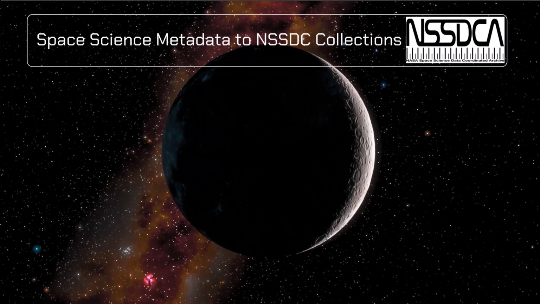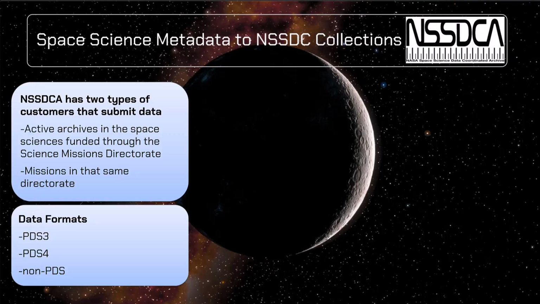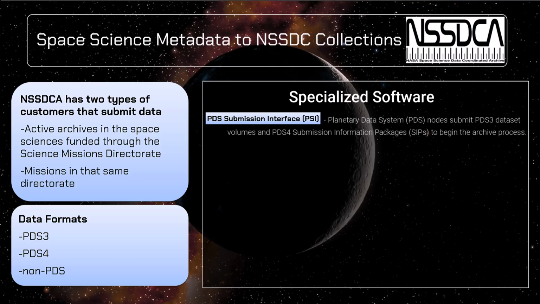The NSSDCA accepts data submissions from active archives and missions funded through the Science Mission Directorate. This data can come in various formats. For Planetary Data System, or PDS data, we accept both the older PDS 3 format and the newer PDS 4 format. We identify all other data as non-PDS. PDS nodes use the PSI to submit PDS 3 and PDS 4 data. The nodes also use PSI, or the PDS Submission Interface, to view status reports of their data submissions and are able to follow the archival process all the way from prepared to archived.